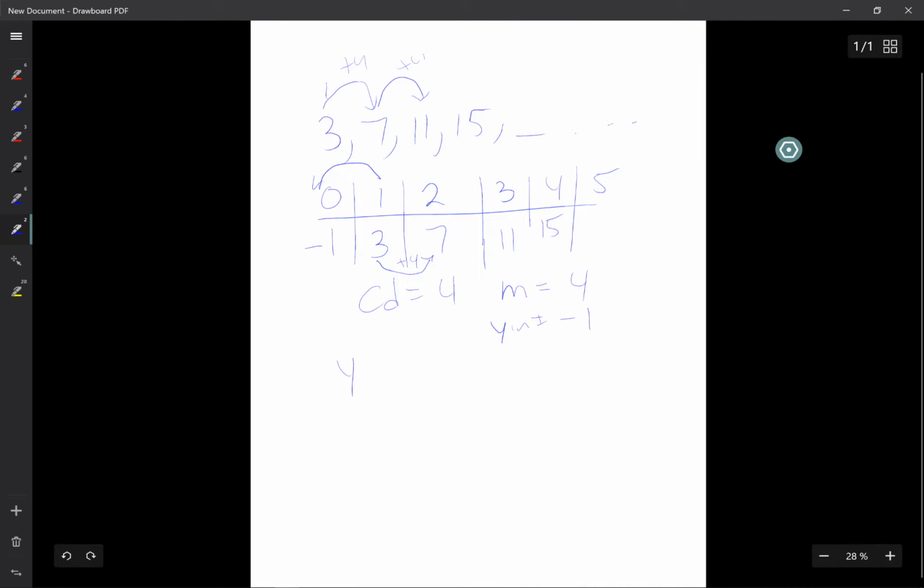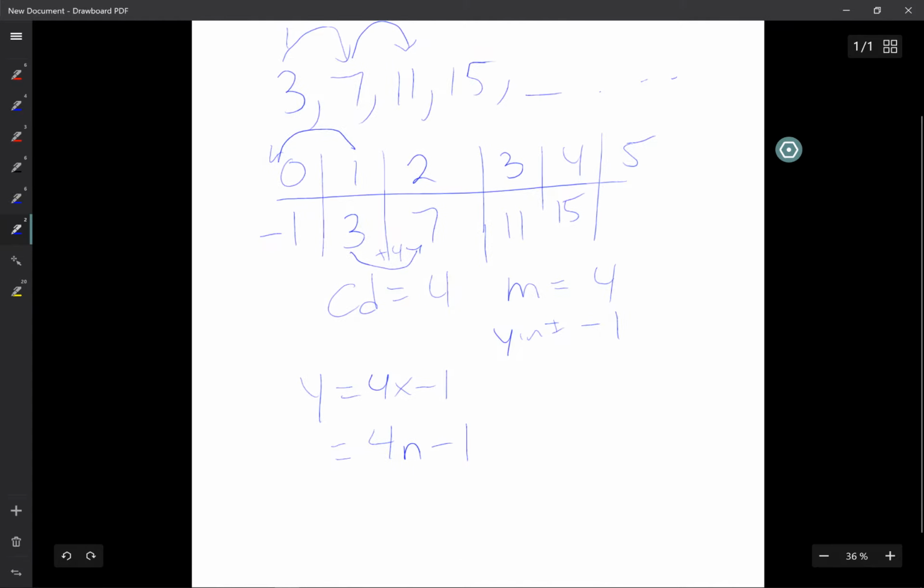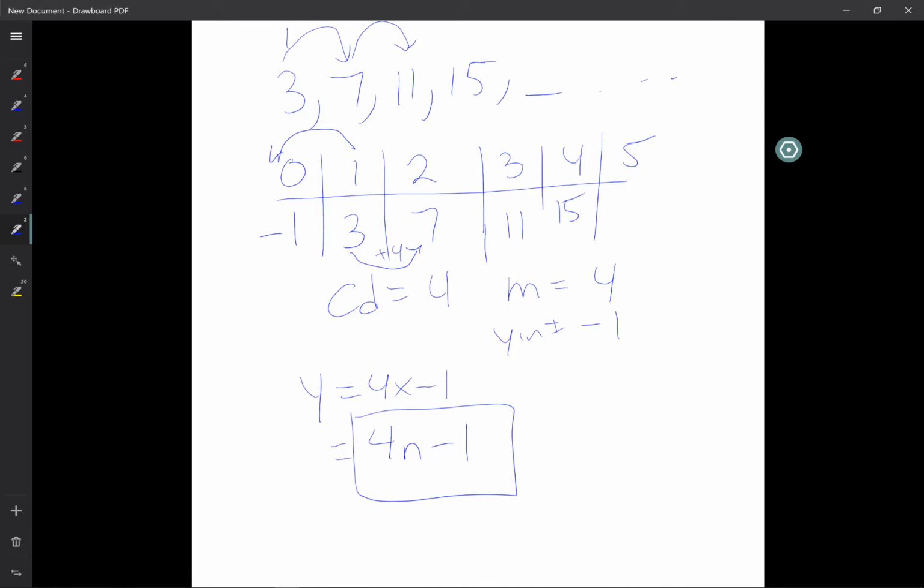So now I can write an equation. Y equals 4x minus 1. Right? And like I said, typically on these, you just write it like this. Instead of x, we use n. So the rule is 4n minus 1. All right. I didn't talk about this in the last problem because I just wanted you to get the pattern down. But let's talk about this 4n minus 1. This is cool, because this is the number pattern. This is the rule that this pattern follows.